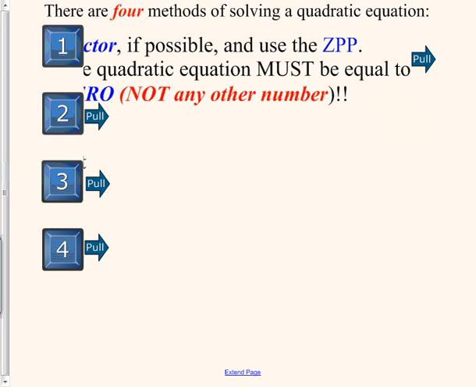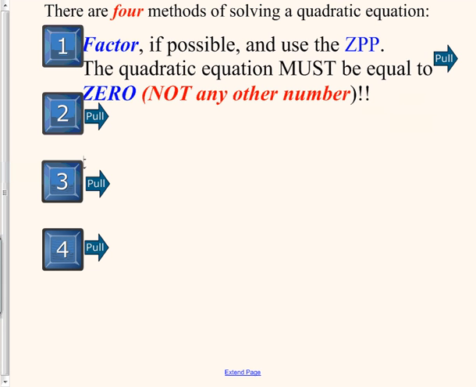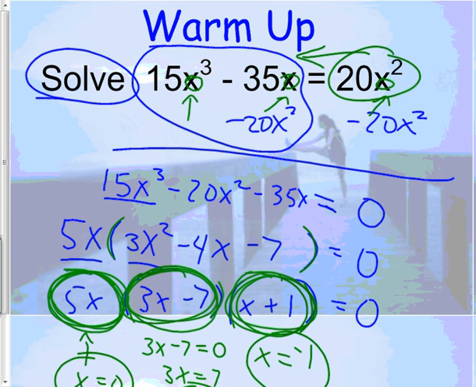One way, factor it and use the ZPP. The quadratic equation must be equal to 0, not any other number. That's what we did here. Remember, we got this to equal 0 here, and then we factored it. That was factoring. That's the factoring way to solve it.